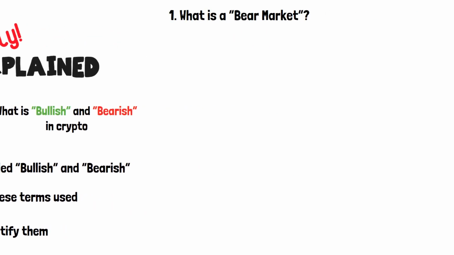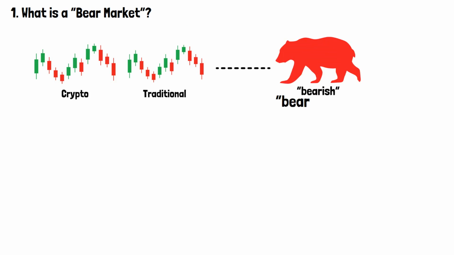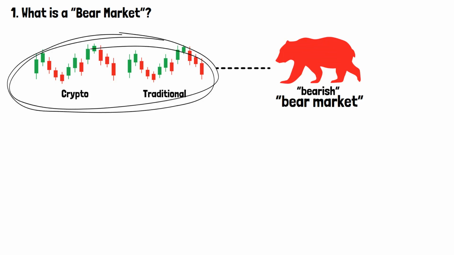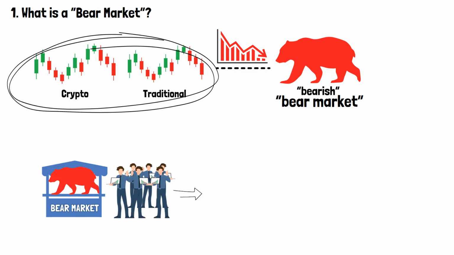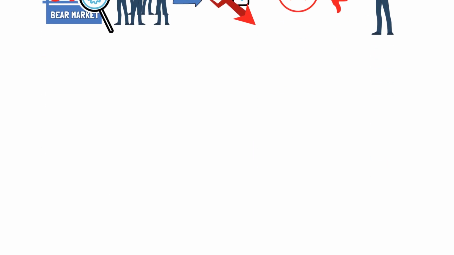Let's begin. When it comes to both crypto and traditional stocks, the term bearish market, or simply bear market, refers to a market that could be described as going through a downwards trend. When traders find themselves in a bear market, this means that the prices are falling, the general mood is pessimistic, and investors hesitate before investing. It all boils down to a common feeling of uncertainty about how the market will perform in the near future.